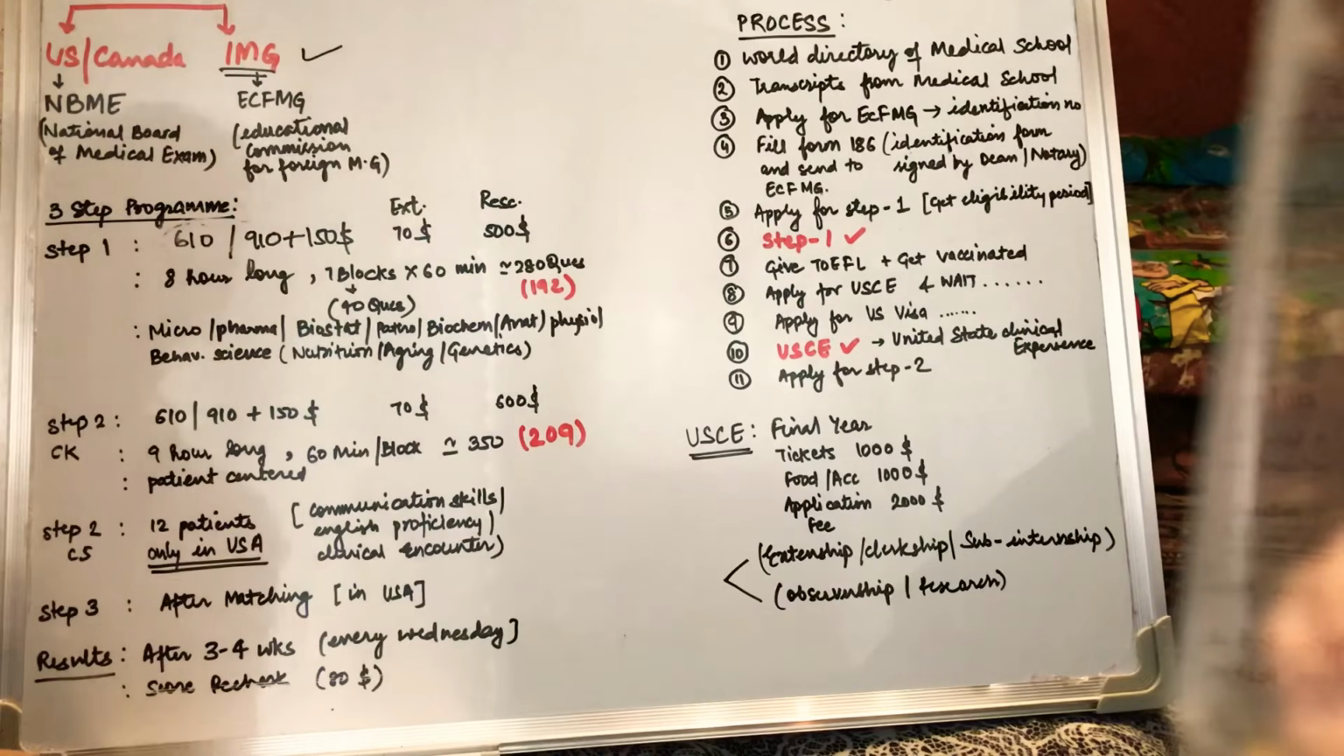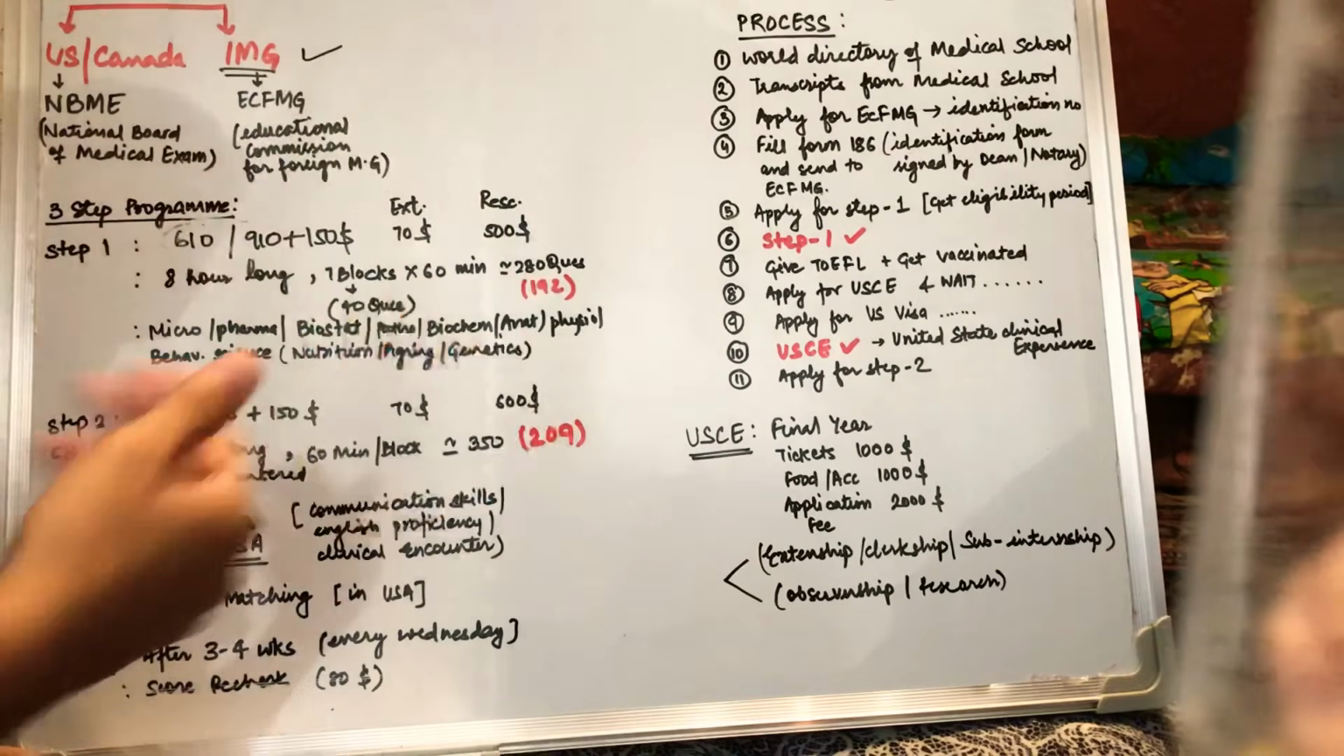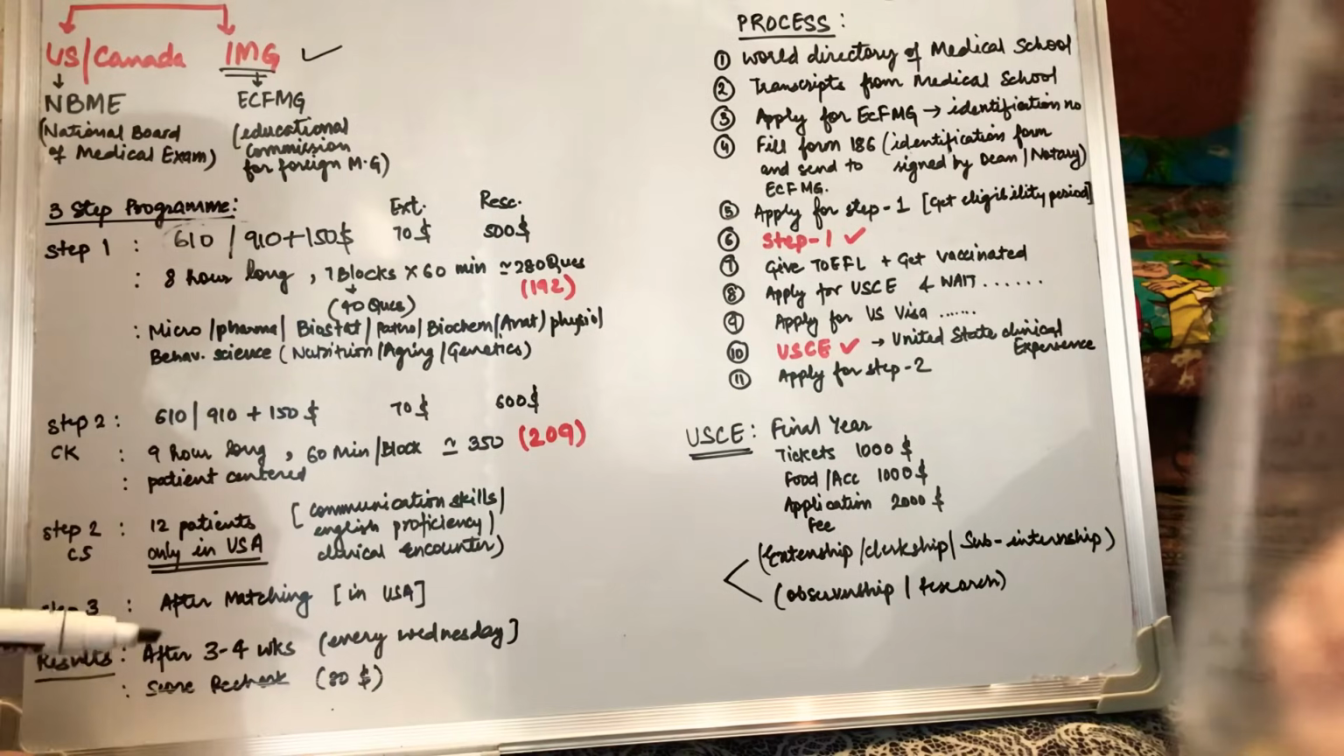The third step would be to apply for ECFMG. ECFMG is the Educational Commission for Foreign Medical Graduates. You must apply for that. I'll put the link in the description box below again. You must get an identification number from them after application. Now transcripts are required to apply in ECFMG. The cost is around $80 for now. It might increase in future, so you must keep a regular check on the site.